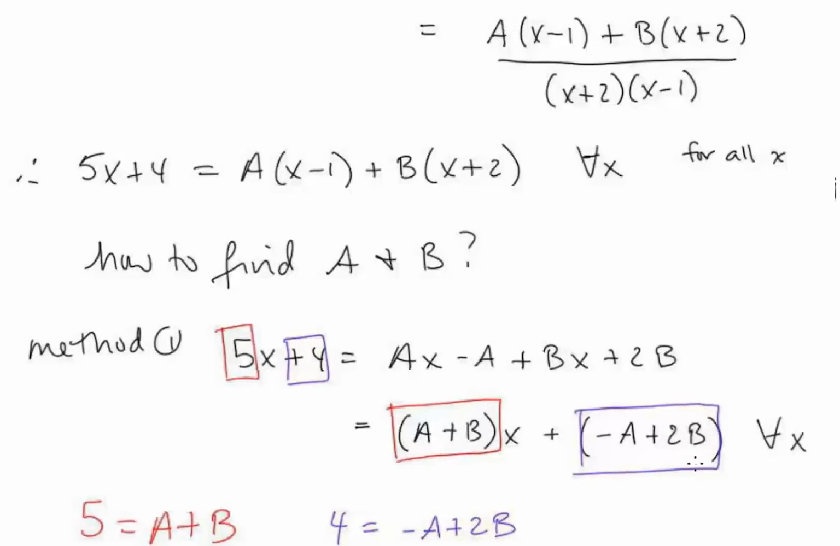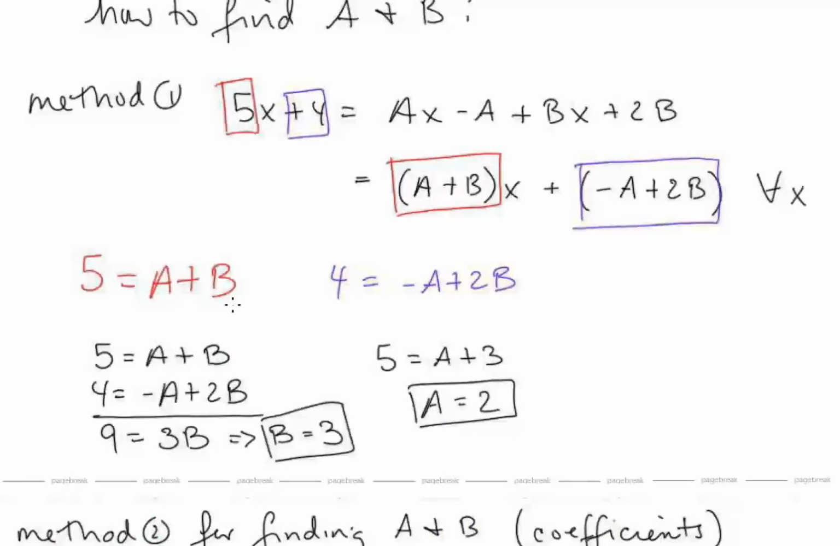Also, the constant here must equal the constant term here. So 4 must equal negative A plus 2B. Now we have a system of two linear equations in two variables, and we could use either elimination or substitution to solve.